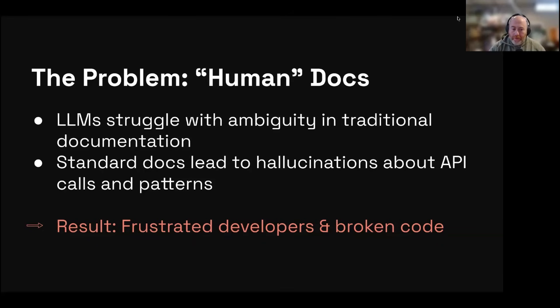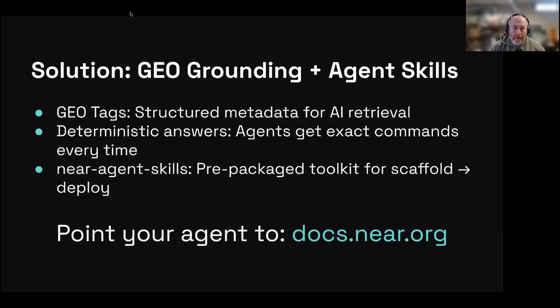So we want to eliminate frustrated developers and broken code, and so what we've done is what's called GEO. It is kind of like SEO, but now this is actually for generated output. And what we do for that now in our documentation, we've had this actually since October, where we've structured metadata for AI retrieval. We have deterministic answers. If you see now in our docs, you'll start to see more and more of this is how something is, very clearly how things work.